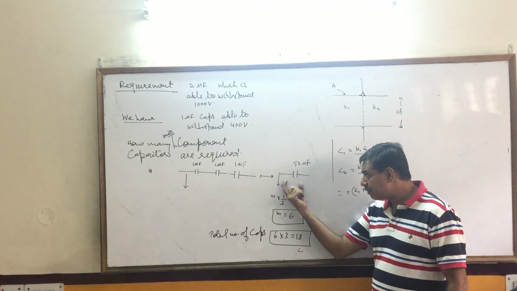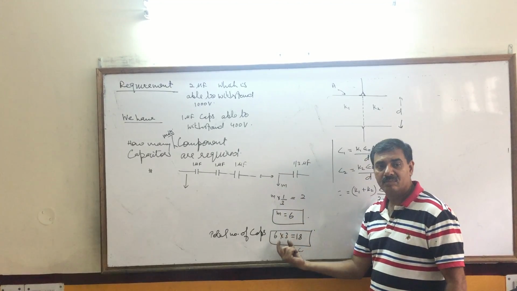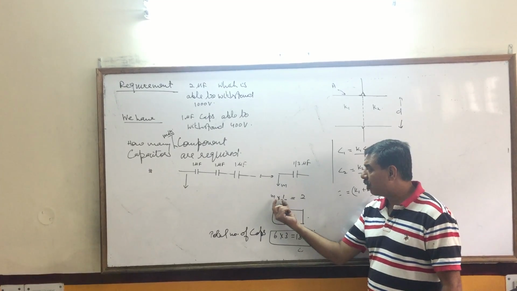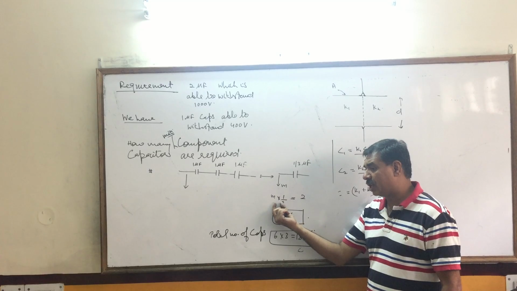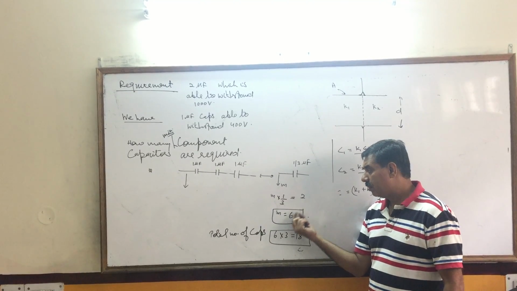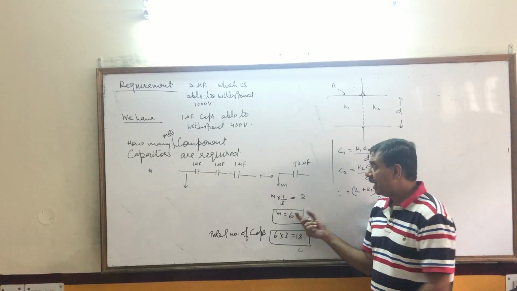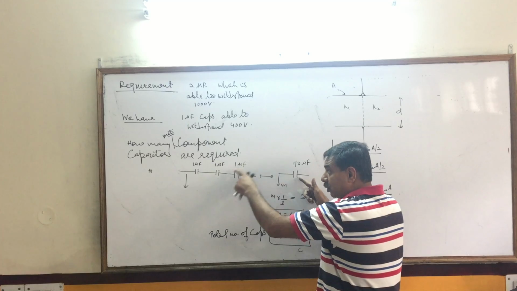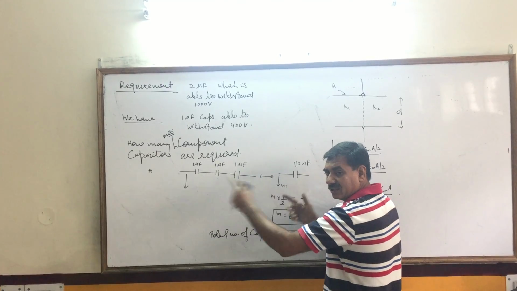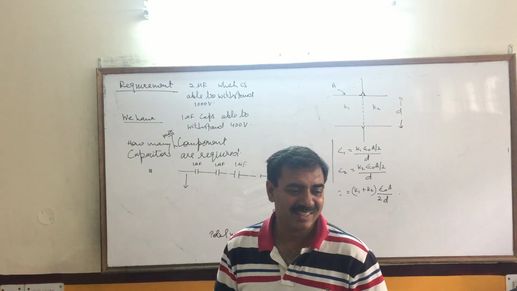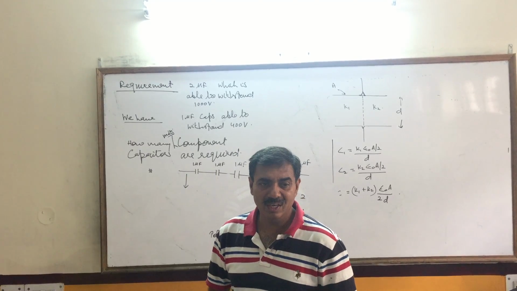I can arrange as many as I want. 1/3 microfarad, I should have M of these, which should give me 2. M is 6. Each consists of 3. 6 times 3 is 18. 6 times 3 is 18. Okay?